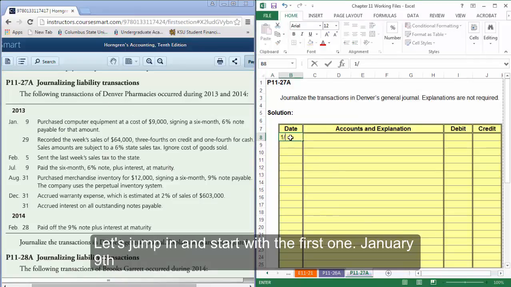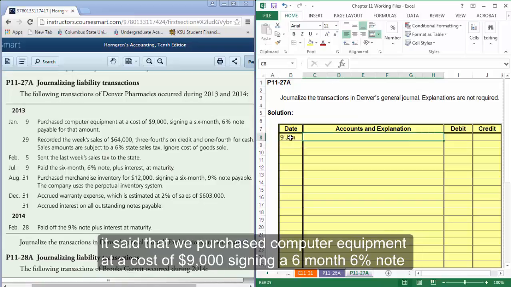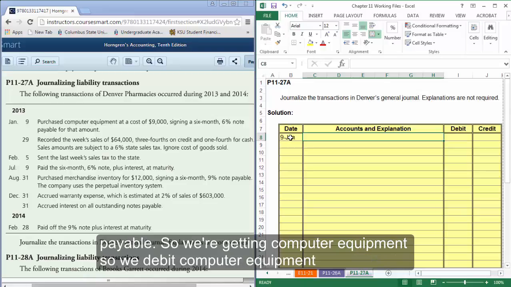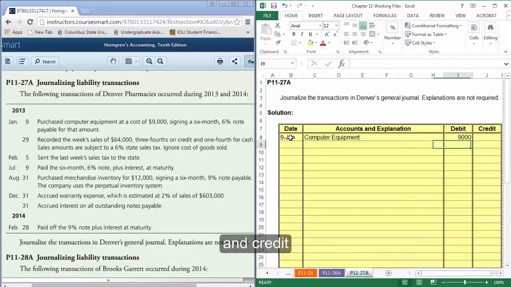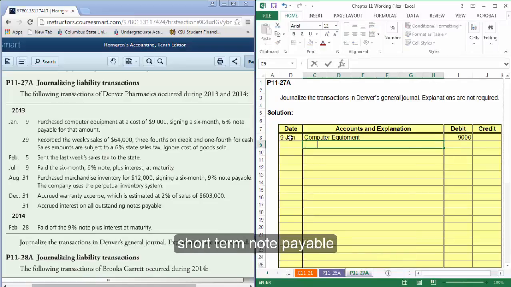So January 9th, it said that we purchased computer equipment at a cost of $9,000, signing a 6-month, 6% note payable. So we're getting computer equipment, so we debit computer equipment and credit short-term note payable.